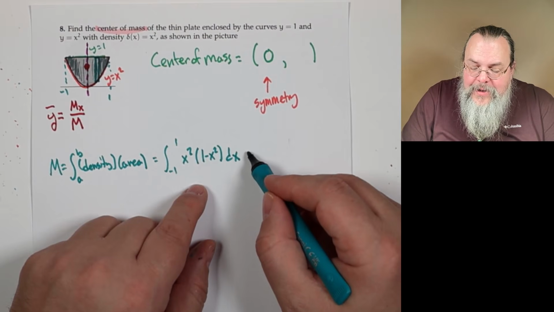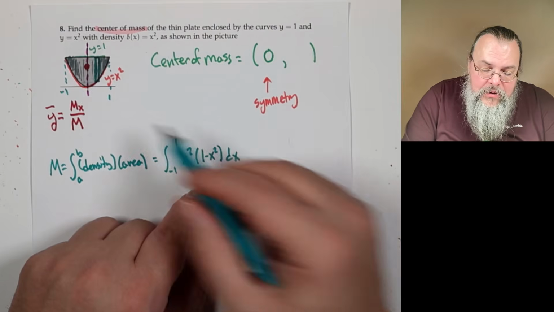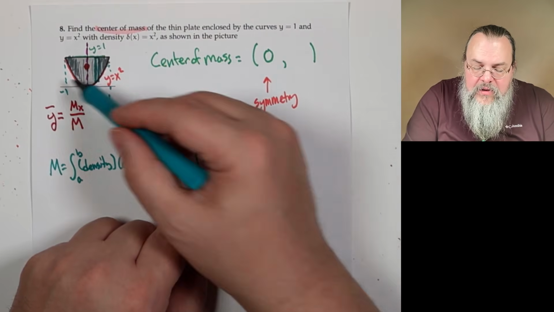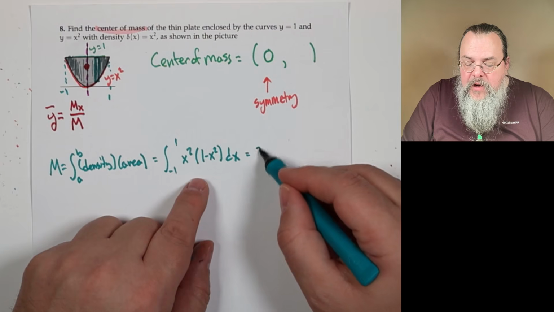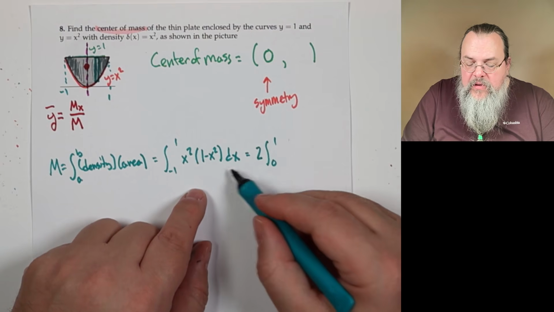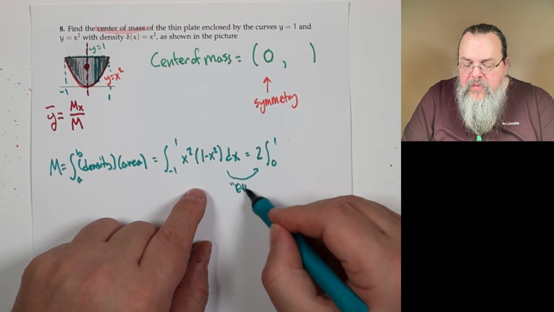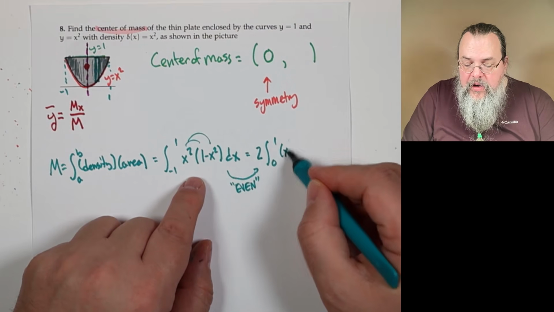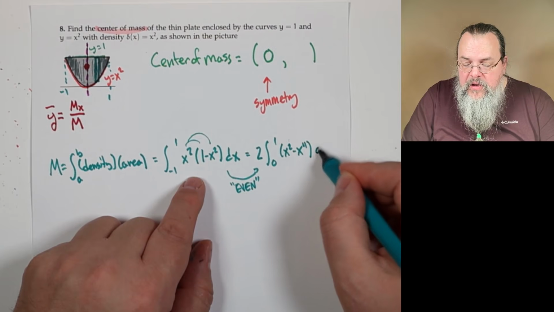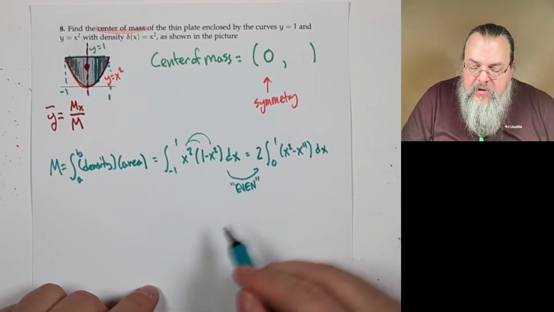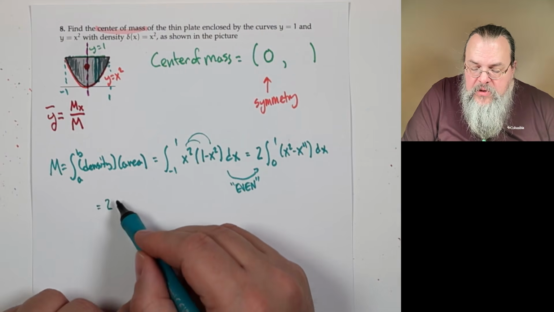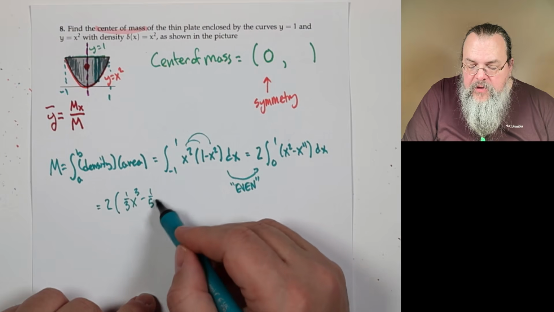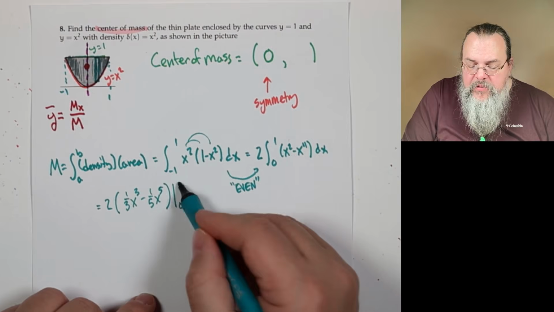So we can do a few things. One is we can use symmetry to make our computation easier. And say, okay, let's look. It's even, and so we can just double the integral from 0 to 1. So this is evenness. And now, if we distribute through, we'll have x squared minus x to the 4th dx. All right, so this becomes 2 times the integral. We integrate 1/3 x cubed minus 1/5 x to the 5th. Evaluate from 0 to 1.